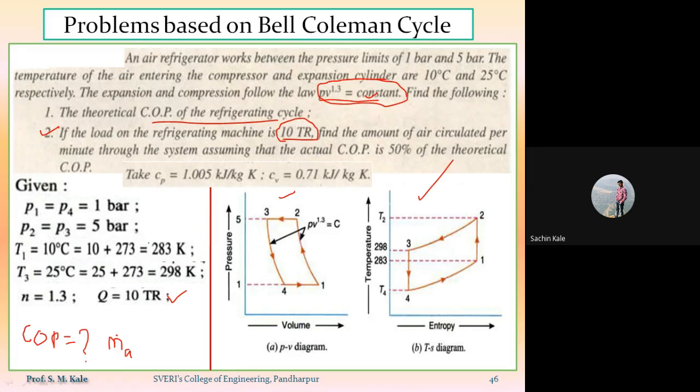For which condition do we have to calculate the mass of air circulated per minute? We have to calculate the value of m_a for a refrigerating machine capacity of 10 TR, and when actual COP is 50% of the theoretical COP. That means by using the first point, we will get the theoretical COP. After getting the theoretical COP, we consider the actual COP as 50% of theoretical COP, and then using the actual COP, we calculate the actual mass of air circulated through the system per unit time.